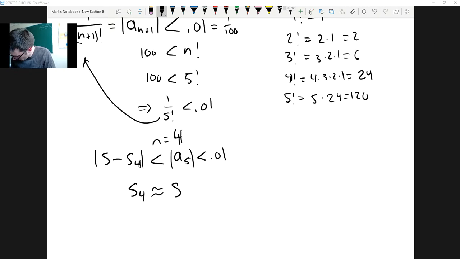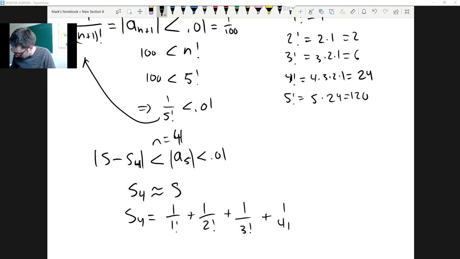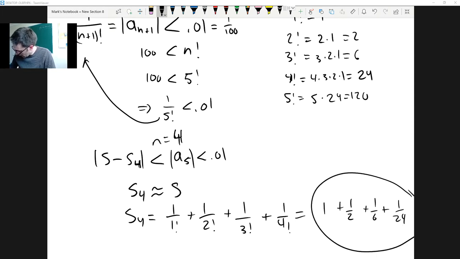And what is S4? It's 1 over 1 factorial plus 1 over 2 factorial plus 1 over 3 factorial plus 1 over 4 factorial, which is 1 plus a half plus a sixth plus 1/24. And that is going to be a pretty good estimate for what the sum converges to. Okay? All right, so there's one example. All right, let's do another one.